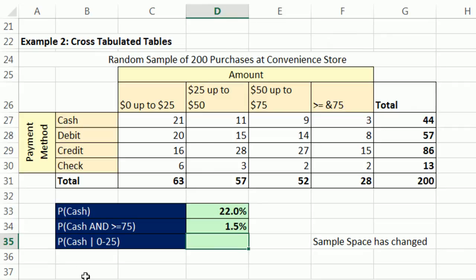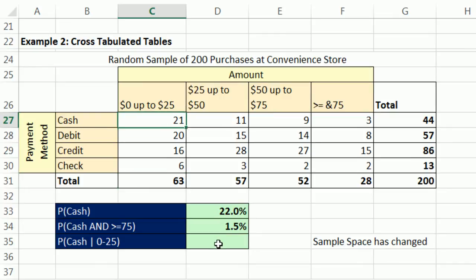Now, this is our first conditional probability calculated from a crosstab. Our question is, what's the probability of finding someone that paid cash given that the transaction was for 0 to 25 bucks? Well, wait a second. What are we going to do? Given that they paid 0 to 25 bucks, that means we're isolating on this column. So the sample space went from 200 to 63. Now we can simply say, out of all of these 63, what's the percentage for cash?